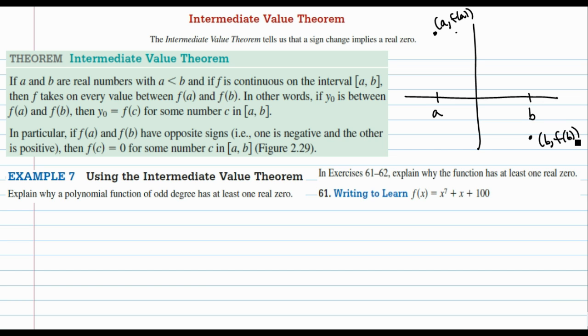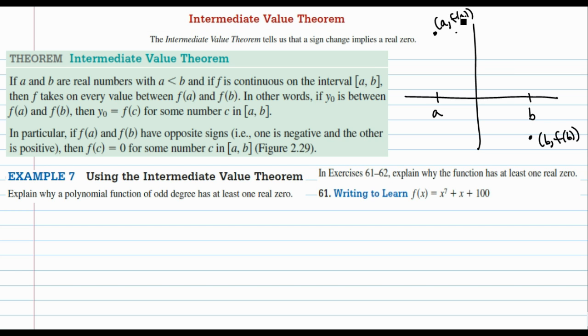Basically what the intermediate value theorem is saying is that there will be a y value everywhere between the highest and the lowest of these two values. I can't connect these two without using up every y value in between them. I have to use all of those y values in between the highest and the lowest y values.